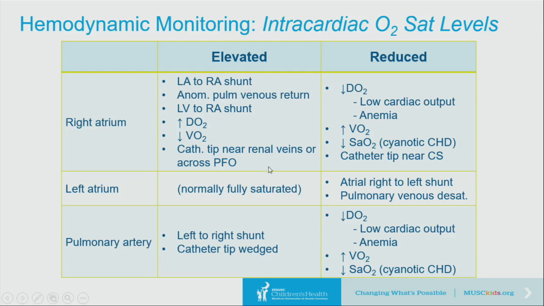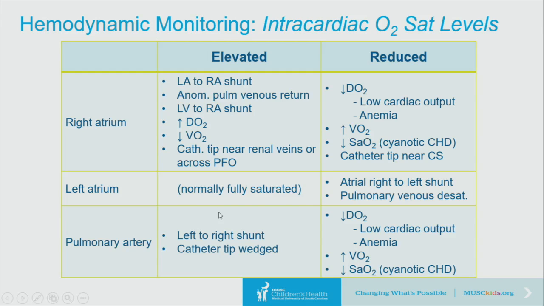So what about your left atrium? Well, normally your left atrial sats, if you draw sats, which we don't do commonly, but occasionally from the left atrial line, should be fully saturated, assuming you don't have important lung disease. If your left atrial saturations are reduced, you may have an atrial right to left shunt, or you could have pulmonary venous desaturation from pulmonary edema, pneumonia, RSV, et cetera. Pulmonary artery catheter, if you've got one, and the pulmonary artery sat is elevated, that could be because you've got a residual left to right shunt.